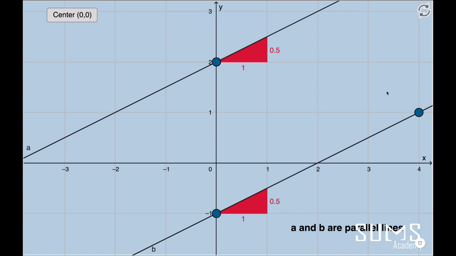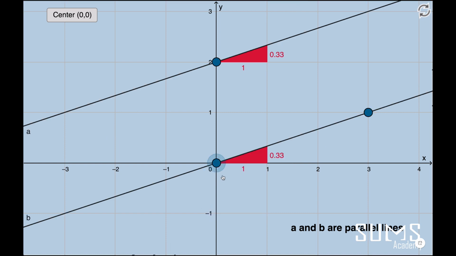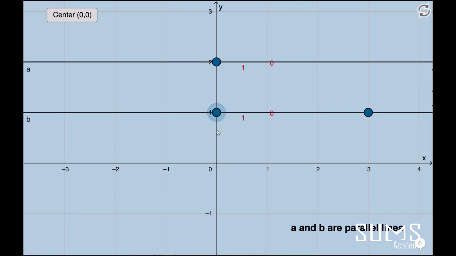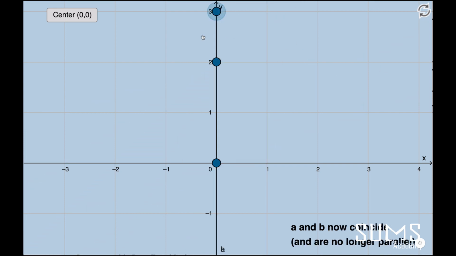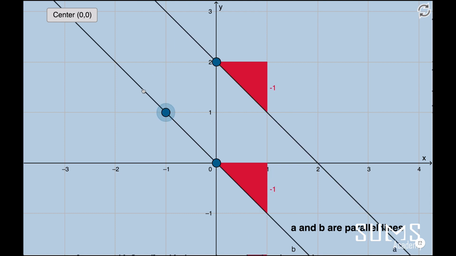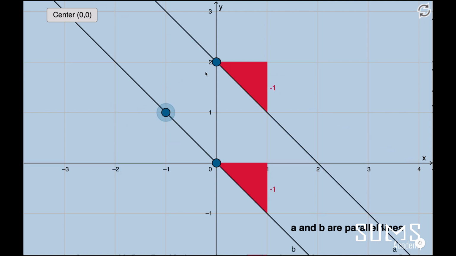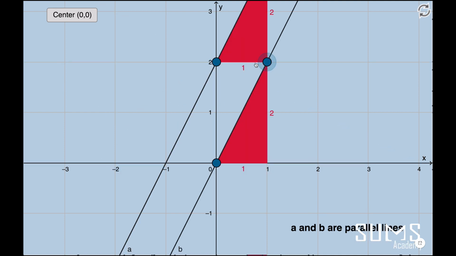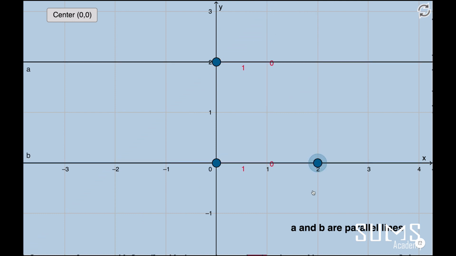This is a little applet that shows you the relationship between two parallel lines. As I was saying, if you move these lines around, as the two lines are parallel to each other, the gradient is always going to be the same no matter what angle you make it at. And if we take it to 0, you can see that the gradients are 0. I'll attach this down below so you can have a play with it yourself. Hopefully this gives you a more visual representation of parallel lines.